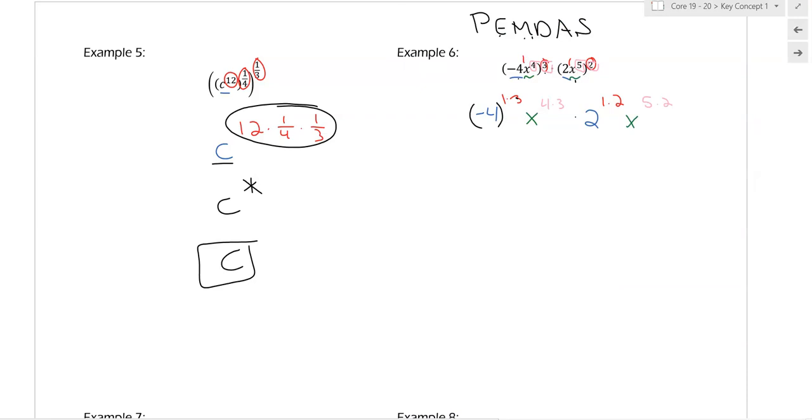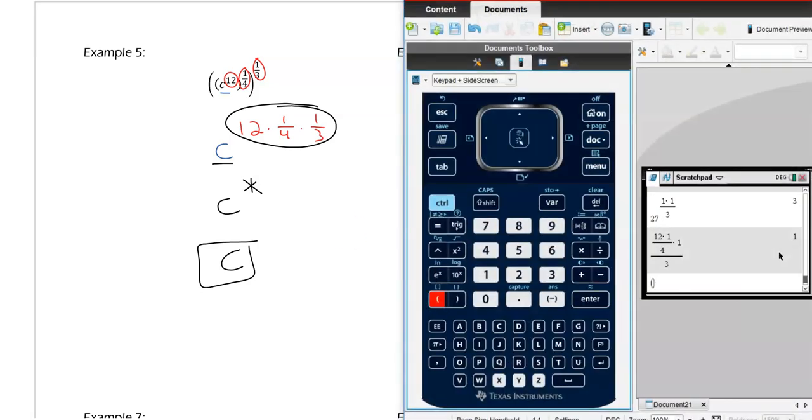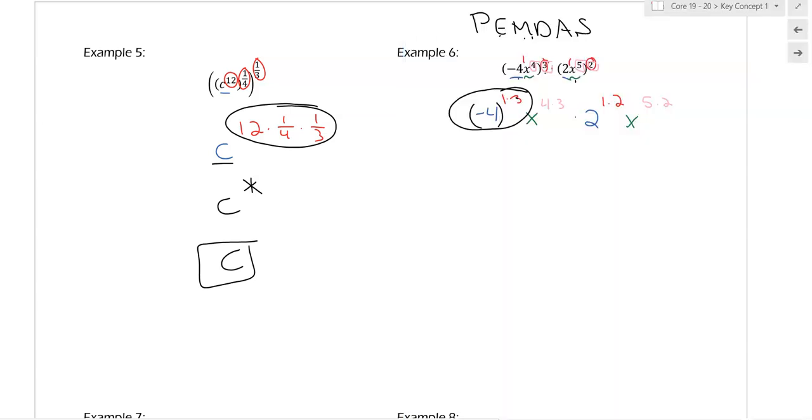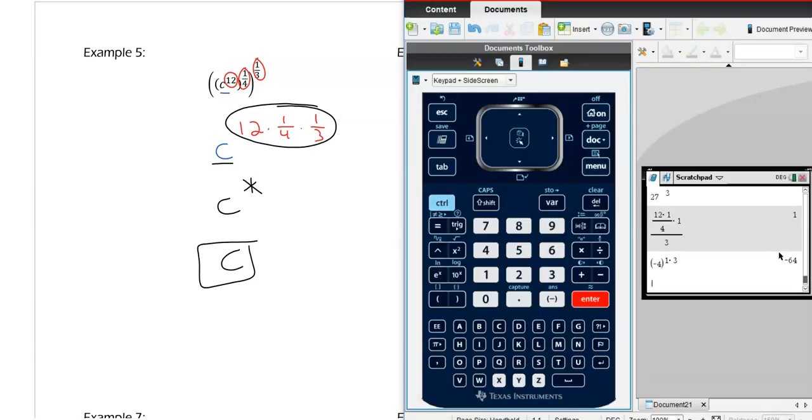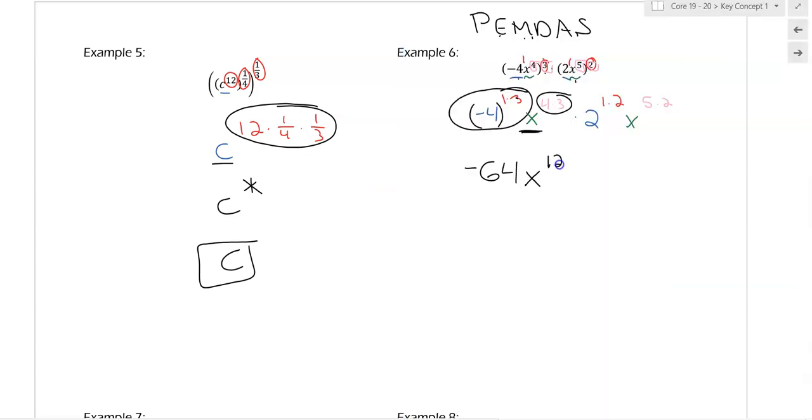So if we put parentheses, we'll always be right. So what am I simplifying right now? This has no variables. I'm going to type that in my calculator. So I have -4 to the 1 times 3, right? That's -64. Variable, can't type variables in. 4 times 3, 12.